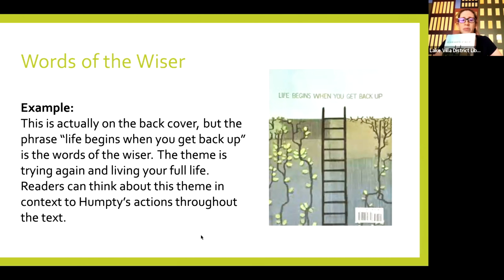Readers can think about this theme in context of Humpty's actions throughout the text, like when is he getting back up? What's the process of it? At what point do you think he reaches that turning point? What encouraged him to make that? And you could even ask them for this one, since it's tricky, who is the person giving this advice? So here we see it as either the author doing it, or Humpty Dumpty telling us after he learns his whole lesson, right? Because this whole story is a flashback. Like this aha moment.